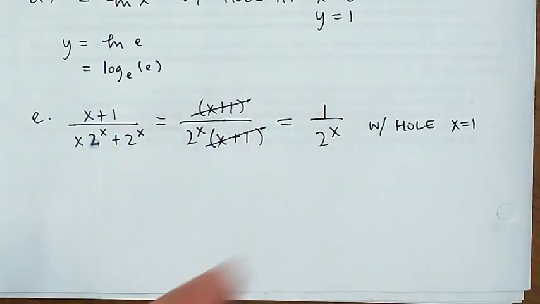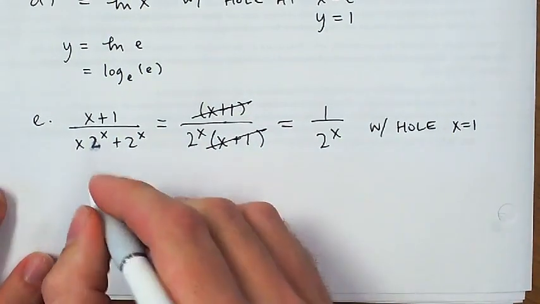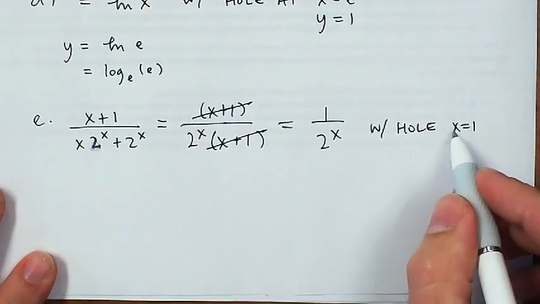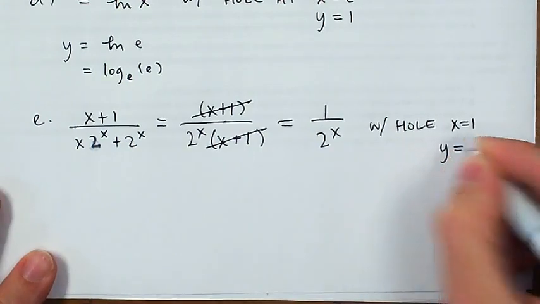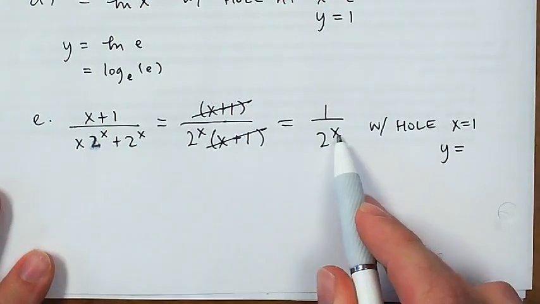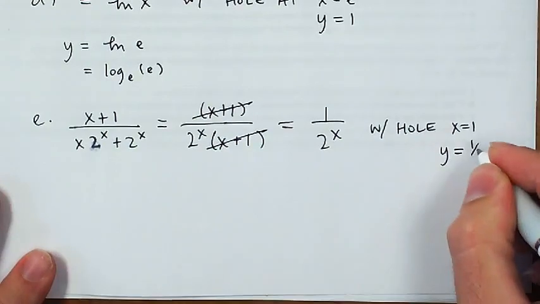Okay. 1 over 2 to the x, that's the same as 1/2 to the x, or 2 to the negative x. It's the type of thing that we've graphed before. But I guess we don't even need to worry about this because we're concerned with the x and y coordinates of the hole. And the y coordinate of the hole, I'll plug in the x coordinate, and I get 1 over 2 to the first, y is 1/2.